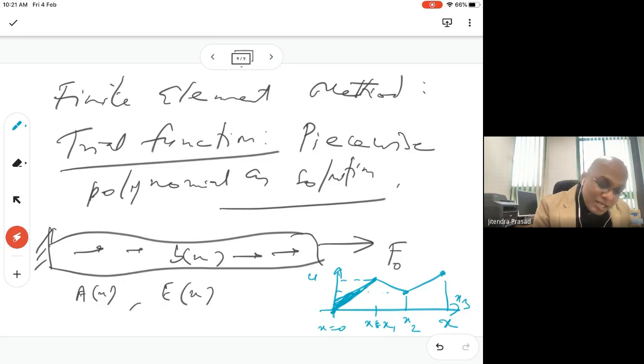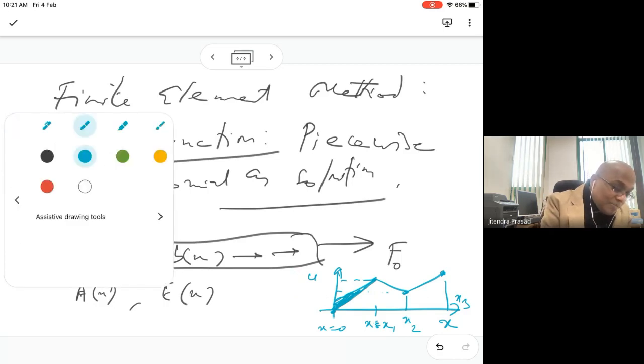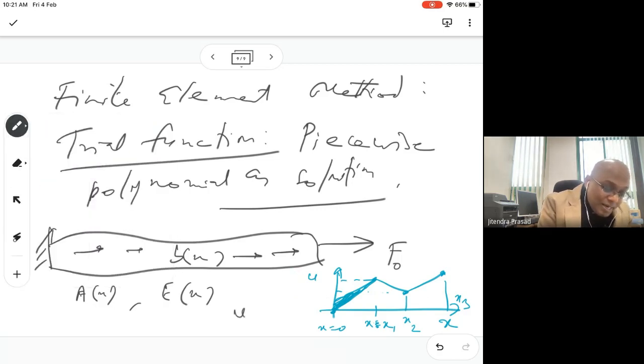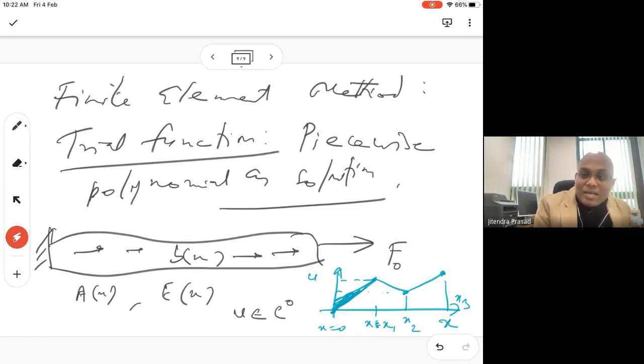I can fit it, right? This is still a solution, because to begin with, I am already imposing that u belongs to C naught. du/dx will be horizontal lines and they will not be connected. There will be a jump and hence this will belong to C minus, but still its derivative is square integrable, right? We can integrate it. So basically this will be a solution.